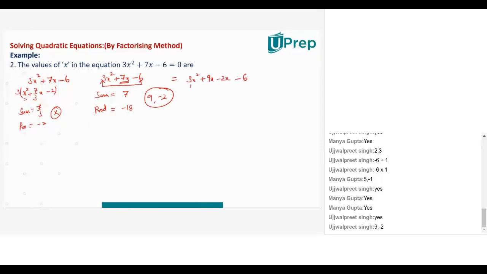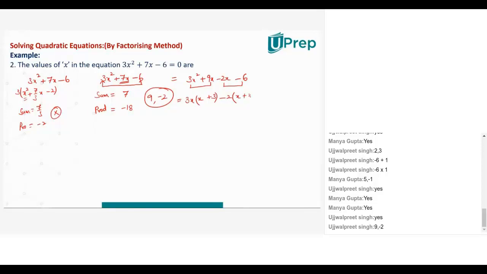Now from the first two terms, I can take out 3x common. What is left here? The first term leaves x, and from the second term 9x I took 3x out, so remaining is 3. Now from the last two terms, I can take out minus 2 common. From minus 2x I am left with x, and from minus 6 I am left with 3.